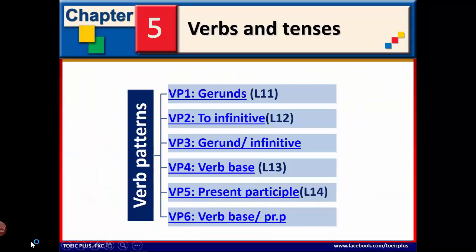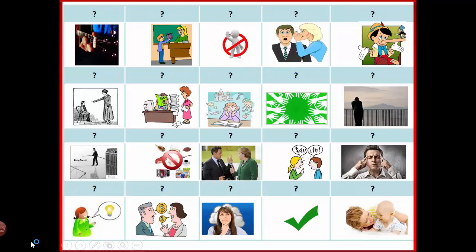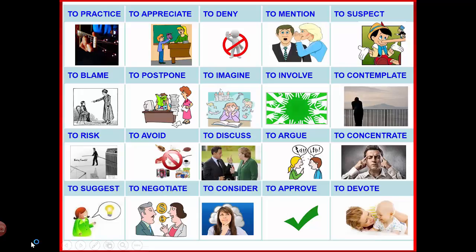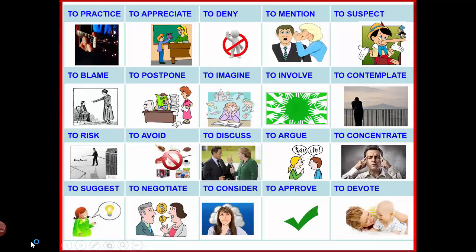But anyway, we review new words a little bit. To practice. To blame. To rest. To suggest. Not to practice. Not to suggest. To appreciate. To postpone. To avoid. To negotiate. Not to negotiate. To deny. To imagine.